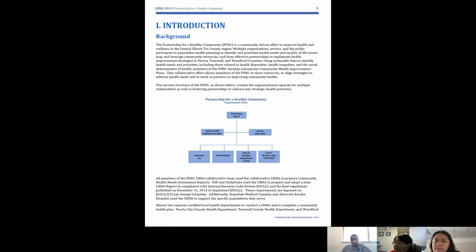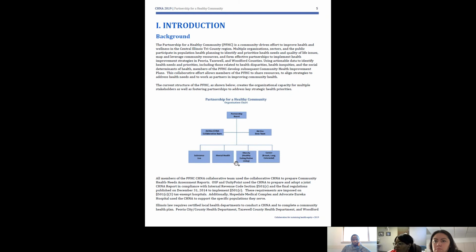And from there, once we are ready to prepare our community health improvement plan, action committees are formed to go over the strategies and objectives, and they're responsible for meeting those evidence-based strategies. And you'll see the formation and the flow as we go through it.